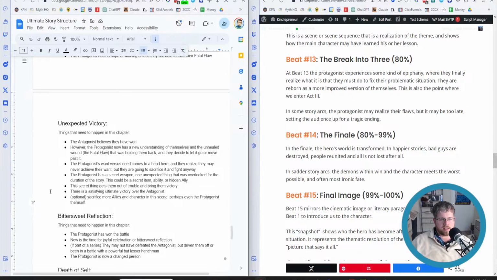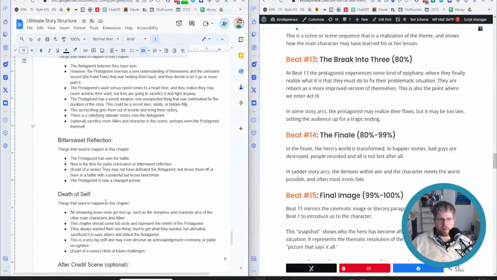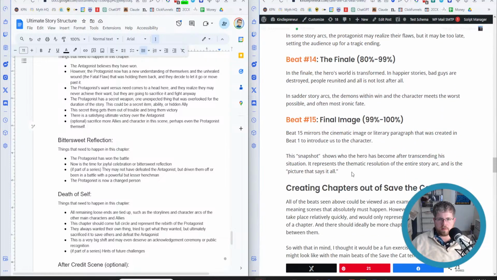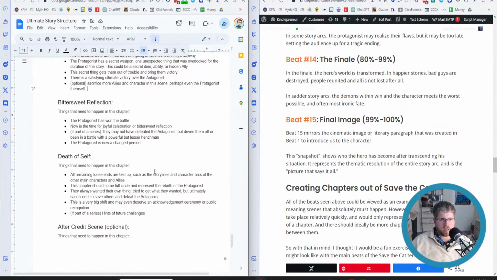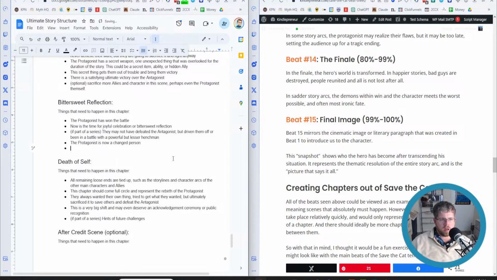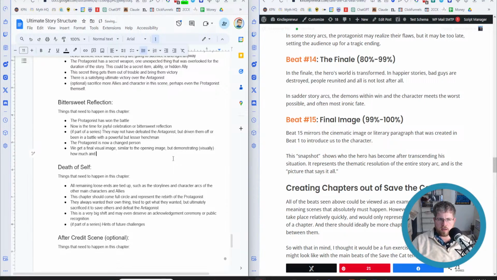Yeah, I guess I should say that this story structure that I'm putting together is for a happy ending type of thing. It would be slightly different if we were going for a sad ending. Bittersweet Reflection, which would be kind of the final image. B50 mirrors the cinematic image. We get a final visual image similar to the opening image, but demonstrating visually how much and in what way the protagonist has changed.